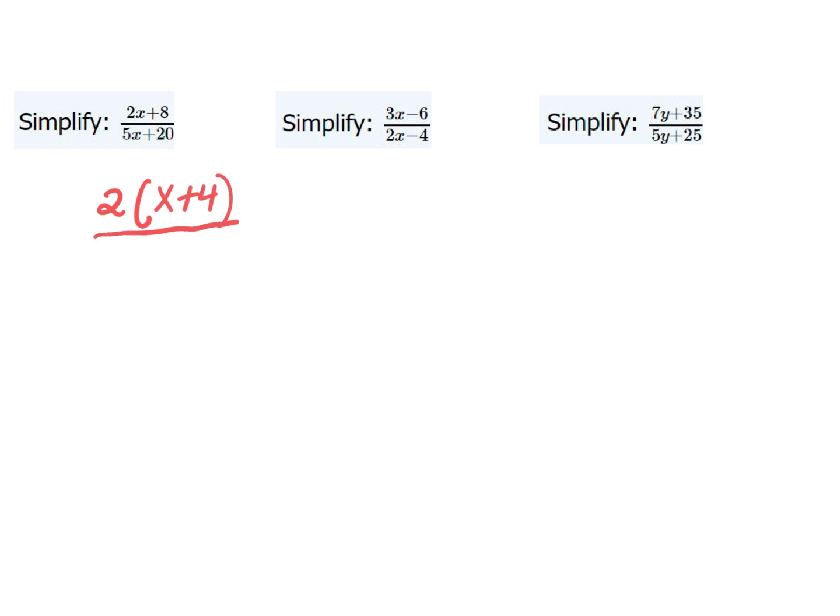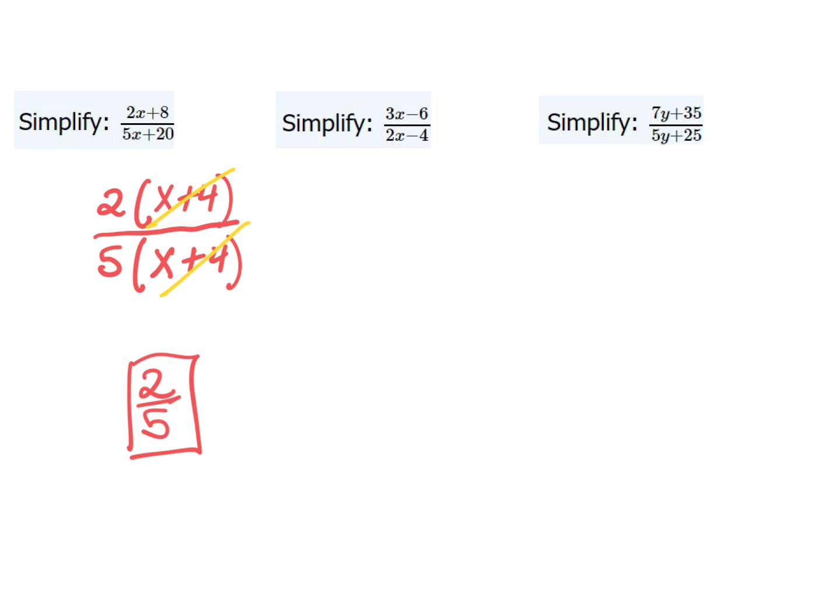If I look at the denominator, I can see a GCF of 5. And if I divide out the 5, I'll be left with x plus 4. And so you can see now that those x plus 4s will cancel out, and we're going to be left with the answer 2/5. Since the variable was removed from the problem, I don't need to put any restrictions on what the variable can be.